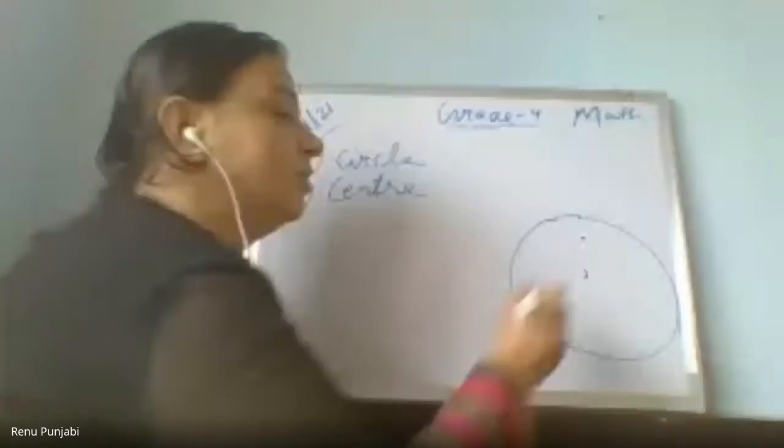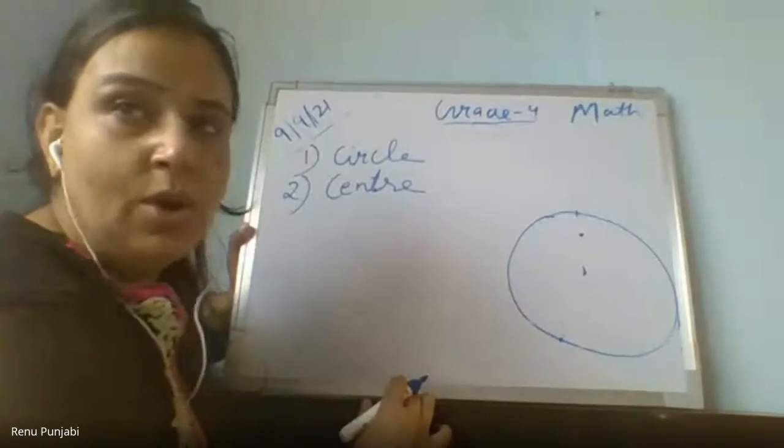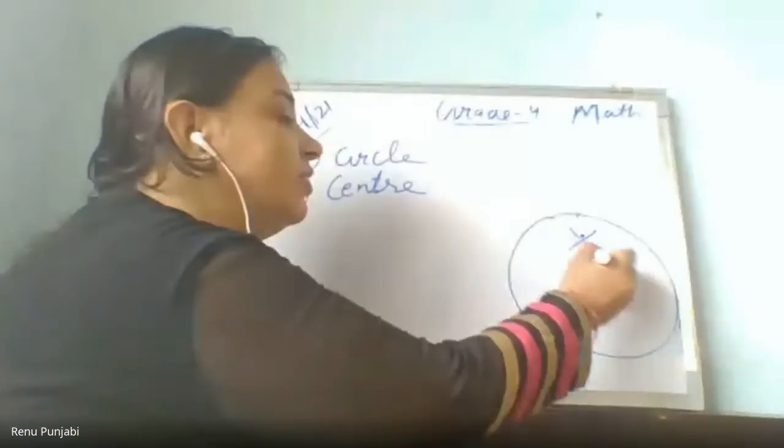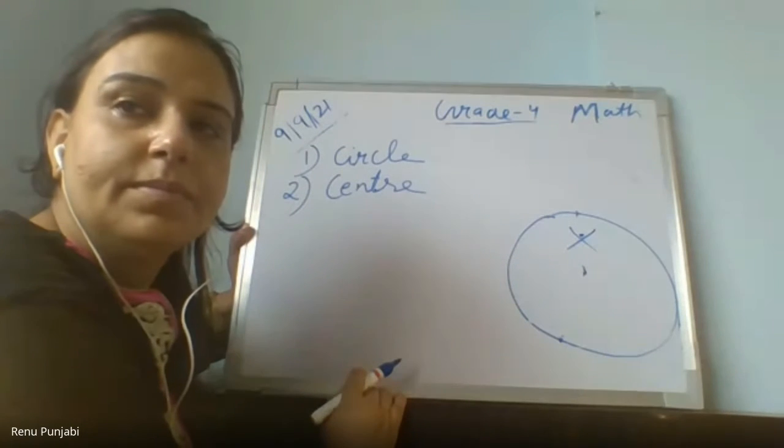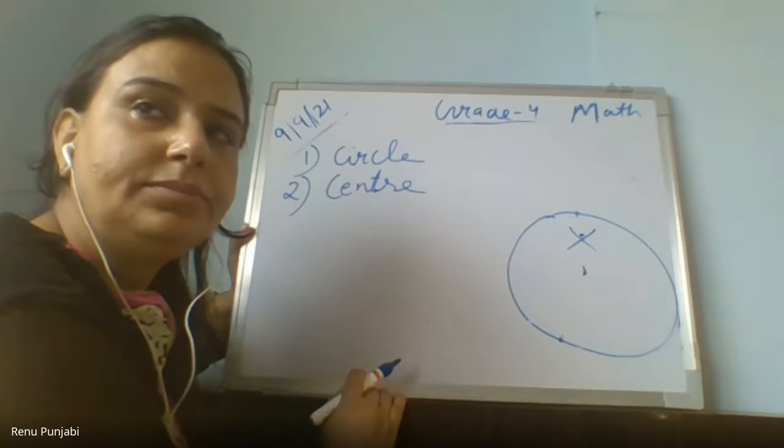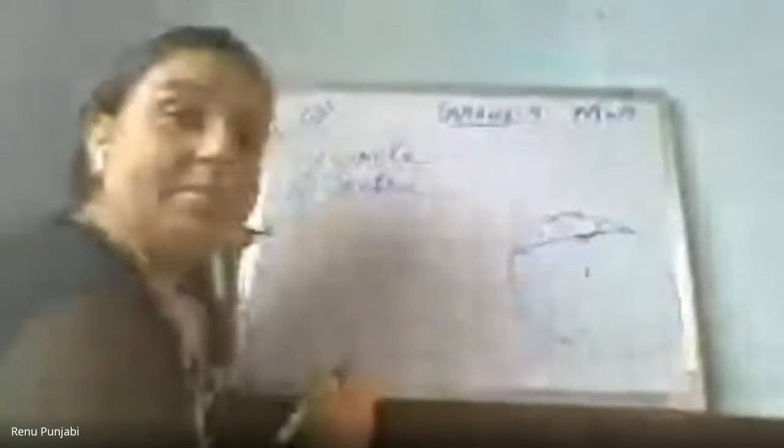If I make the center here, will it be the center of the circle? No. Why can this not be the center of the circle? Who will explain? Ma'am, if we put the point anywhere, we should know that the lines will be the same. If I put a point here and join this, and a point here and join this, the length of this and this will be the same from this point.